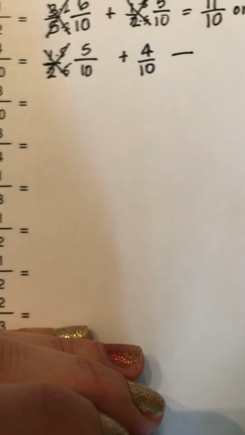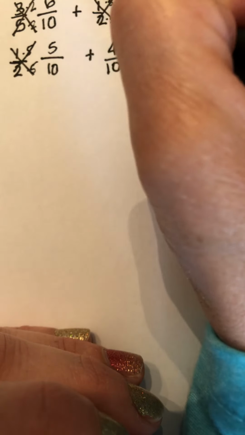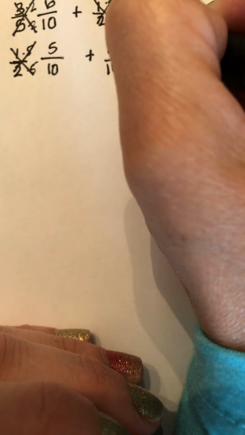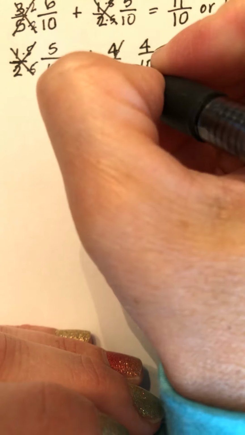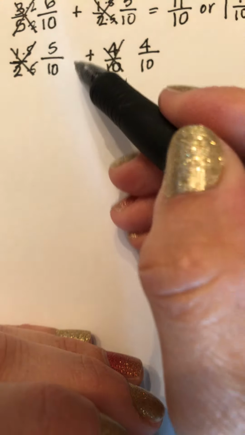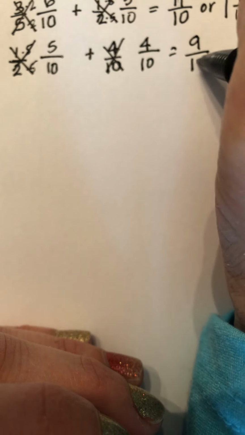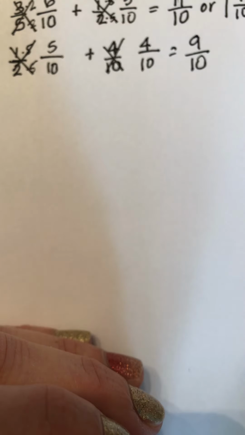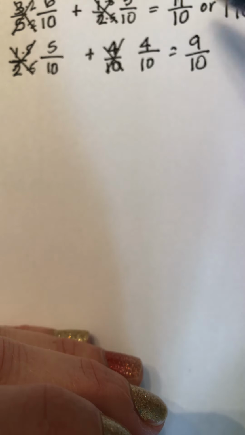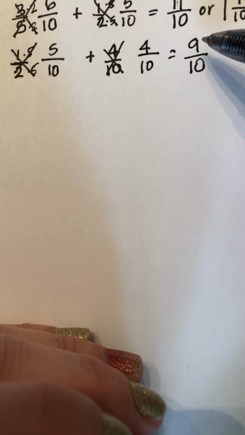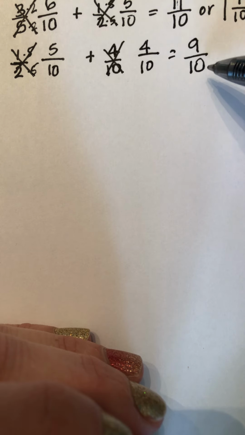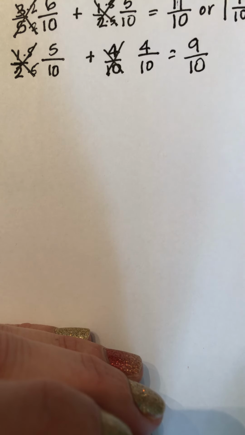So I'm looking at my 5/10. And here we don't have to rewrite it because it's just going to be 4/10, but if you wanted to, just for the process, that's fine. So 5/10 plus 4/10 would be 9/10. And since 9/10 is not an improper fraction, improper means that the numerator is bigger than the denominator. In this case, the numerator is smaller, so 9/10 is an accurate answer. There's no way to reduce that.